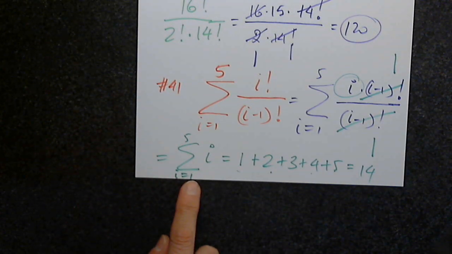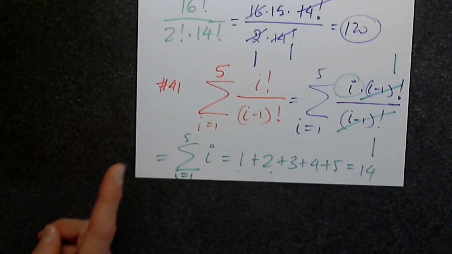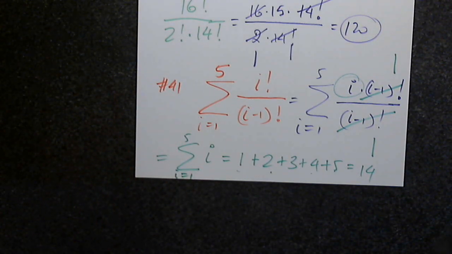Exactly. So you start with i equals 1, but you have to end with i equals 5. That's why I always ask you from the beginning how many terms we write, to establish that from the very beginning.